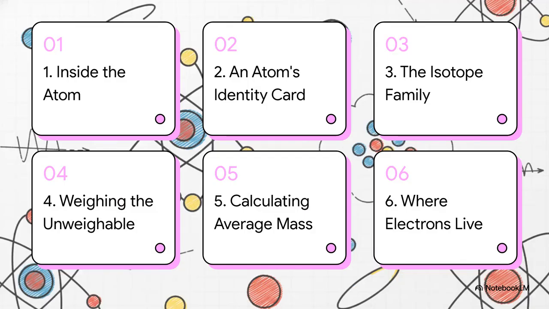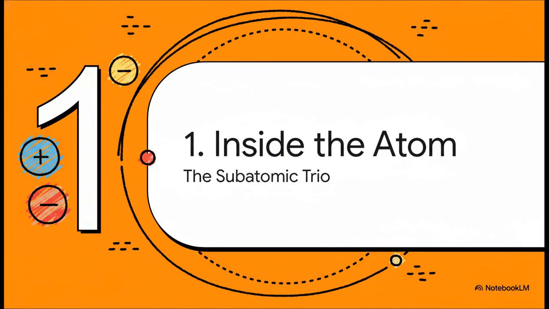So, here's our game plan. First up, we're going to peek inside the atom to meet the three particles that make it up. Then, we'll figure out how each atom gets its own special ID card. After that, we'll meet its slightly different family members, called isotopes, and tackle a real head-scratcher. How do you weigh something you can't even see? We'll do a bit of math to find its average mass. And finally, we'll find out where those super important electrons actually live. Let's do this.